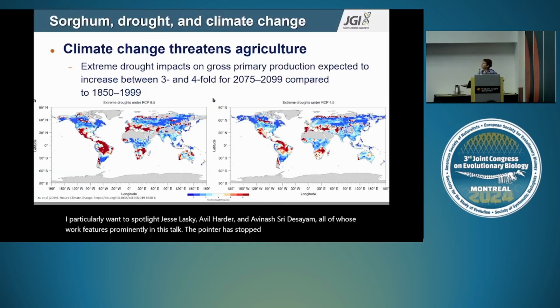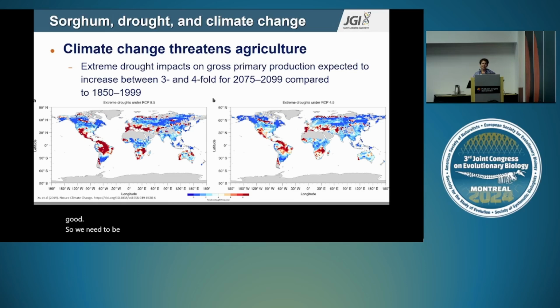Climate change is a major threat to many aspects of life in the next century, particularly including agriculture. These plots show a couple of models of the increase in extreme drought by the end of the century we're living in now. Even the optimistic outlook is not good. So we need to be developing drought-adapted and drought-resilient crops to continue to survive as a species that eats food.